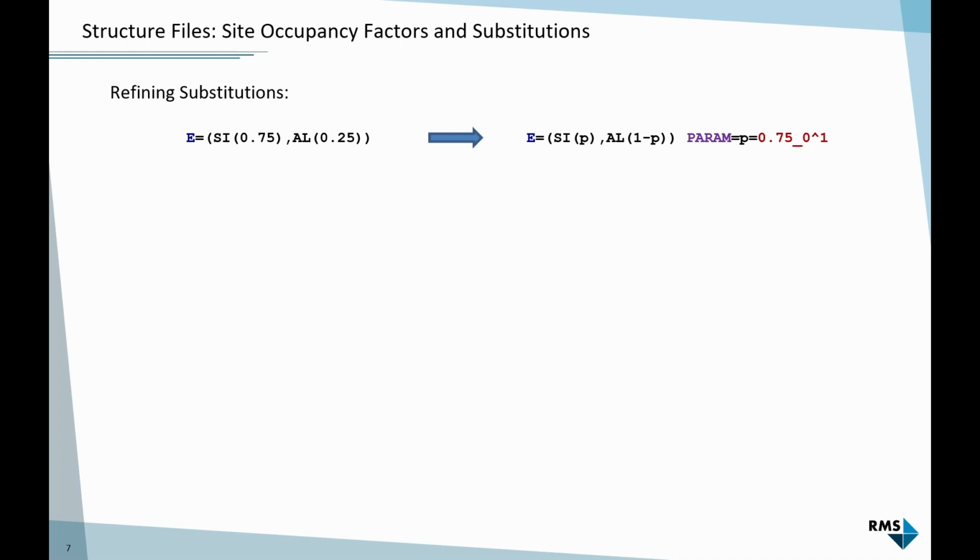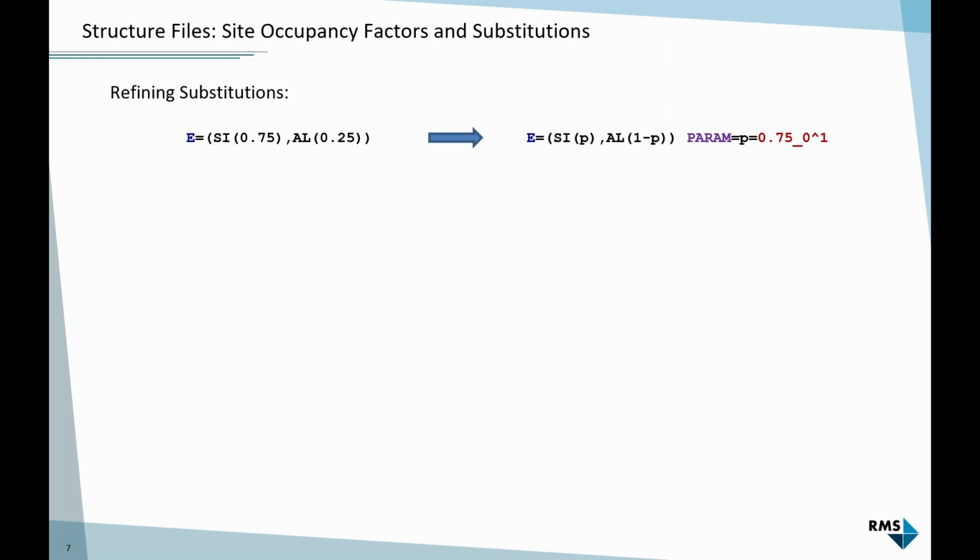Instead of writing a number into the parentheses, we write a parameter, so a variable. And it doesn't matter which way we do it. In this case, silicon is occupied with the fraction p, and aluminum 1 minus p. So the site is fully occupied by the variable ratio of silicon and aluminum. And then right after, on the same line, right after this statement, I refine the parameter p.